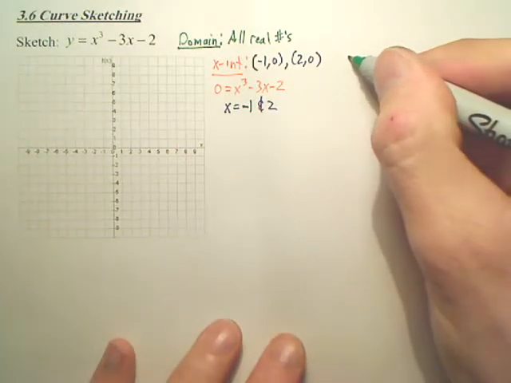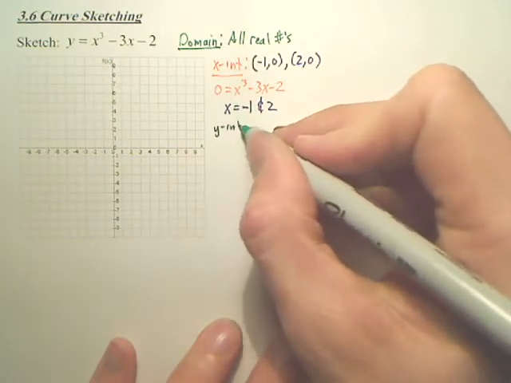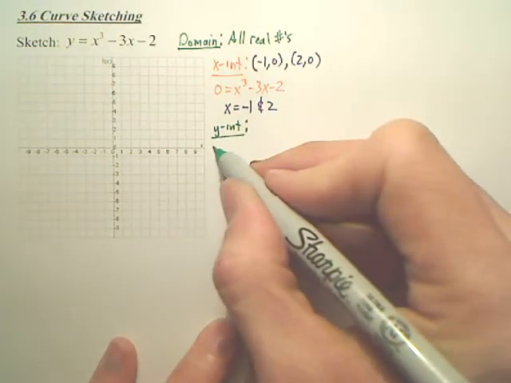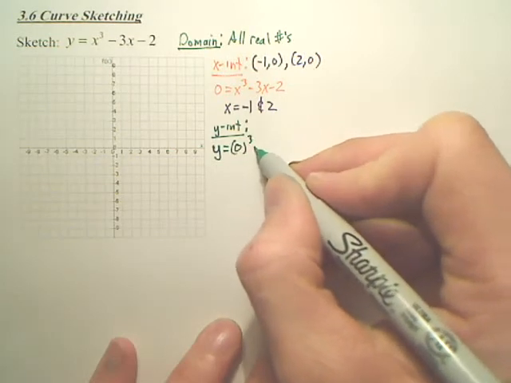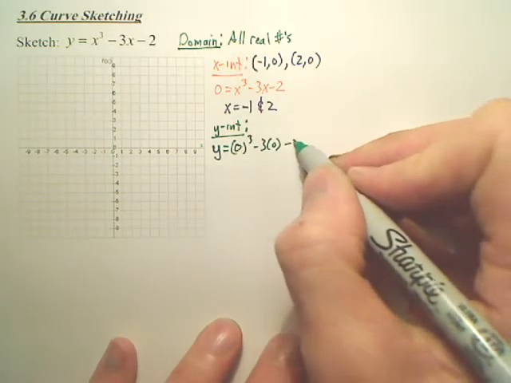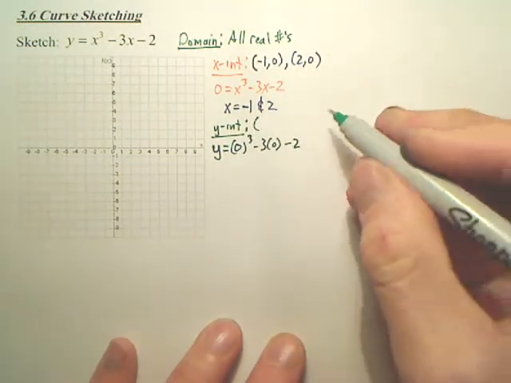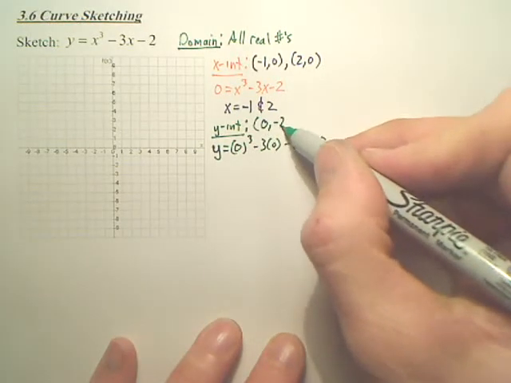How do you find your y-intercepts? You plug 0 in for x. And what does it look like you're getting? You get negative 2. So it's (0, -2).